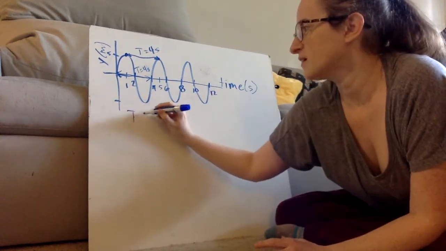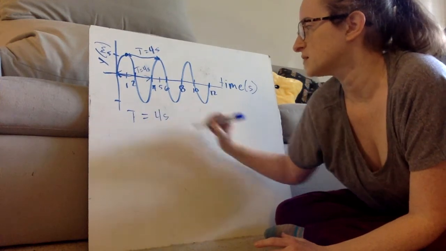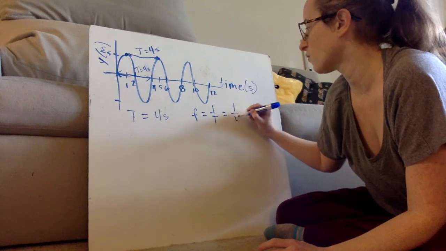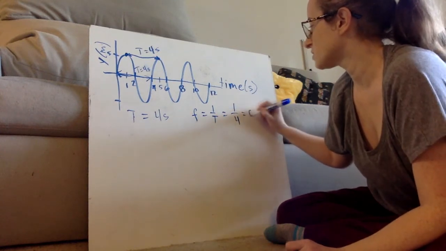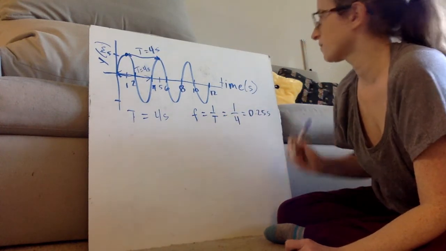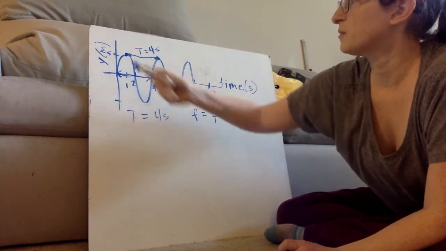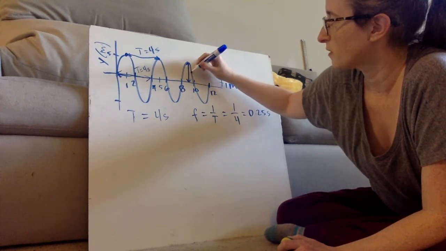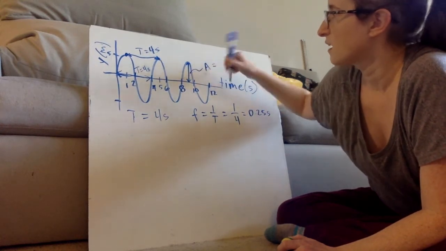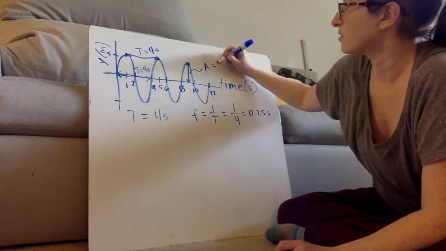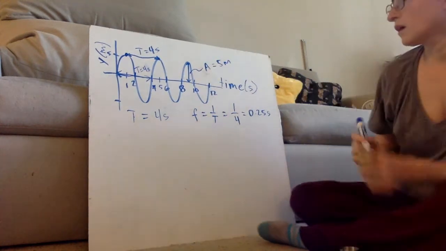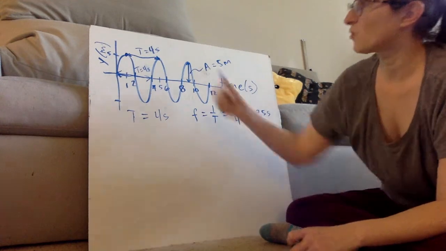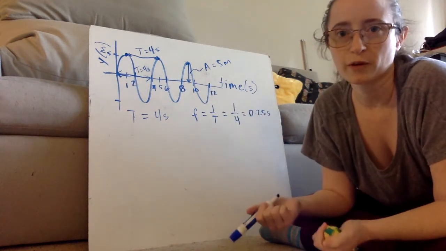So I've got a period of 4 seconds, which means my frequency is 1 over T, which is 1 over 4, which is 0.25 seconds. I can also get my amplitude from this, which is the height of my wave, remember, from the equilibrium position. So this is A. I said earlier that we were just going to make that 5. So we've got our frequency, our period, and our amplitude. Okay, so that was all information that I could pull from the graph.